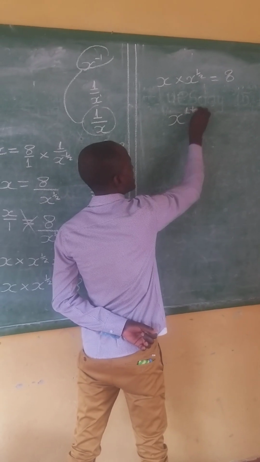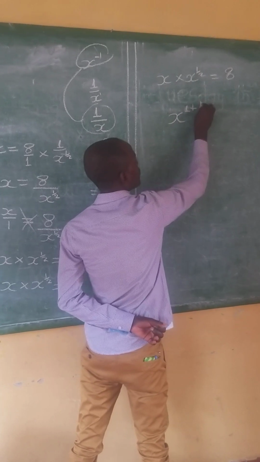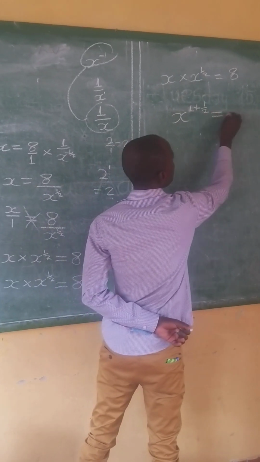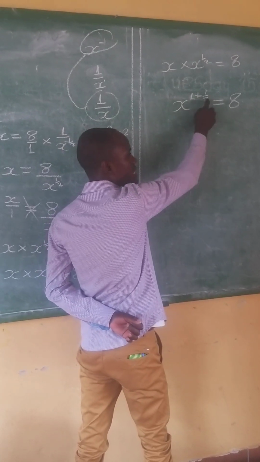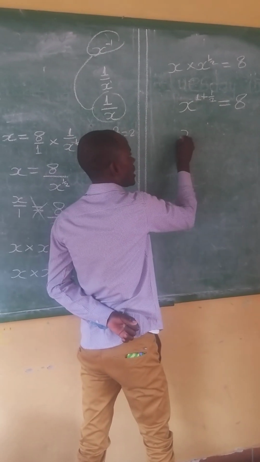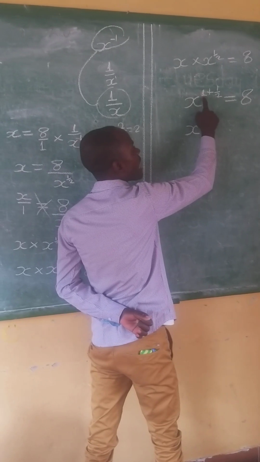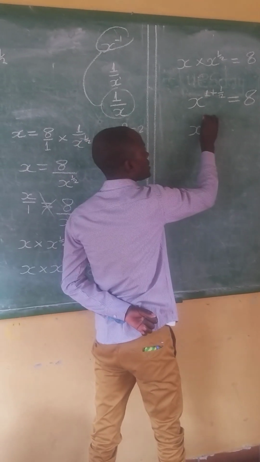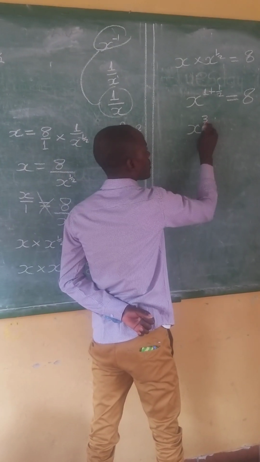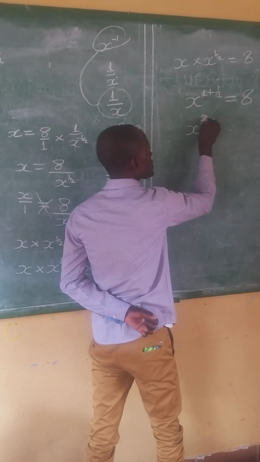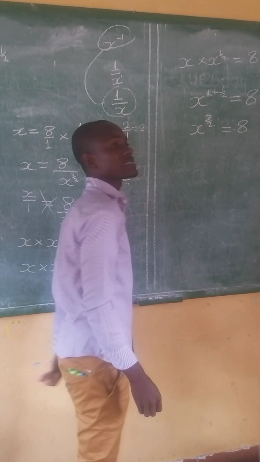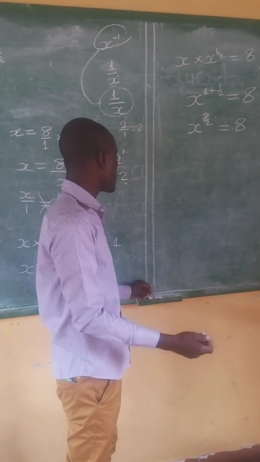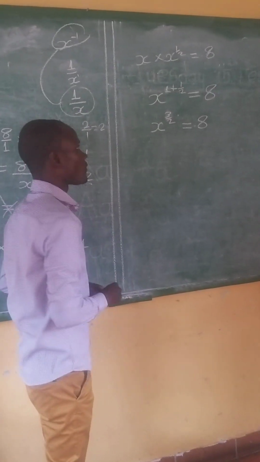1 plus this, which is 1 over 2, equal to what? x to the power of... when you add this and this, what do you get? x, when you add 1 plus a half, it is 3 over 2, which is equal to 8. Someone may ask, how did we get 3 over 2?